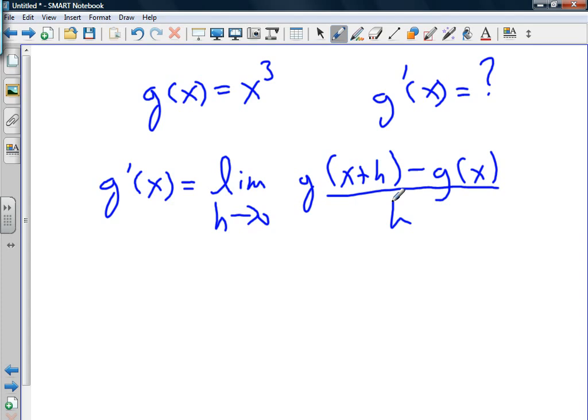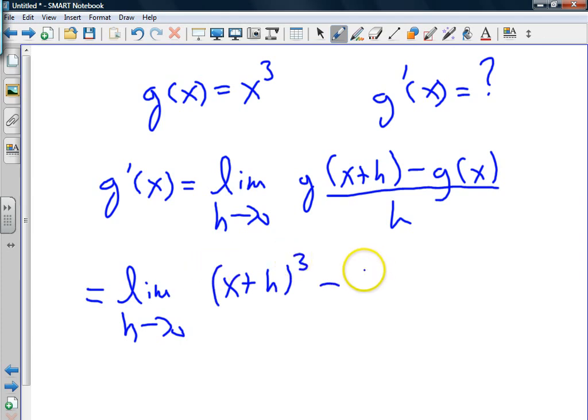But g is x cubed. So how do we write this in terms of the function x cubed? The limit as h goes to 0 of what? Well, what does this become? Just this. All right, so x plus h all cubed minus x cubed all over h. And so we want to expand this, right? Okay, let's do so.